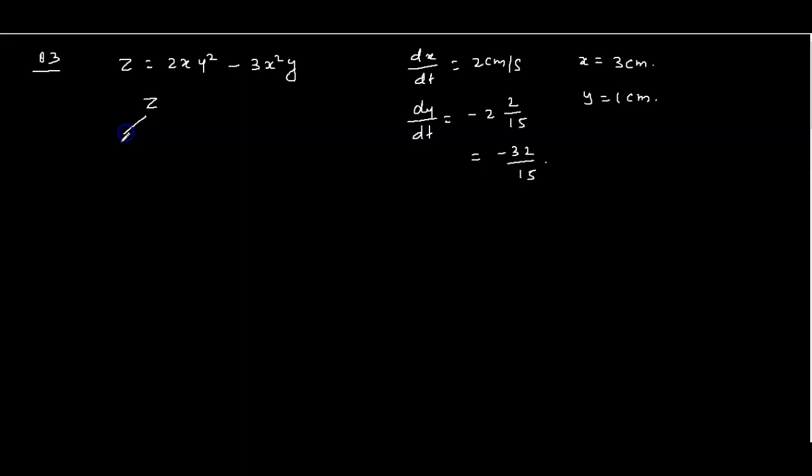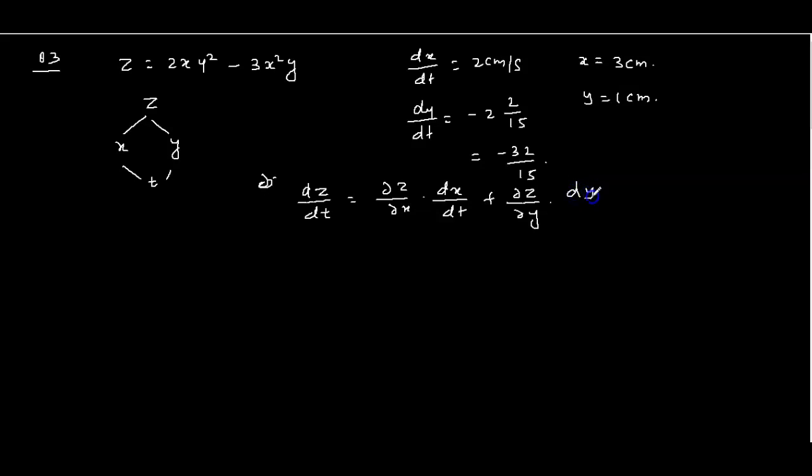Here also z is dependent upon x and y, and this x and y is dependent upon t. So the same way we can write the total derivative dz by dt is equal to del z by del x into dx by dt plus del z by del y into dy by dt. So this value is 0 here because it's passing.